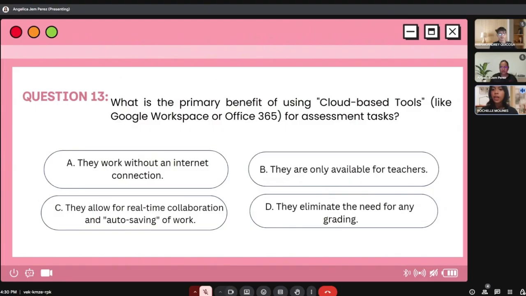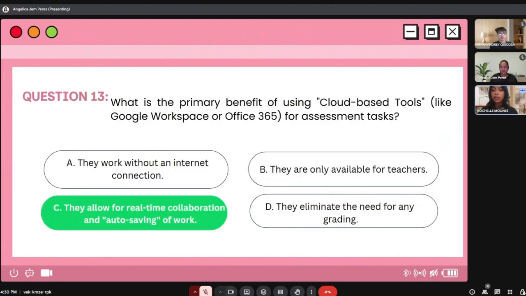The correct answer is letter C. They allow real-time collaboration and auto-saving of work, because cloud-based tools allow users to work together simultaneously while automatically saving progress online. For question number 14.